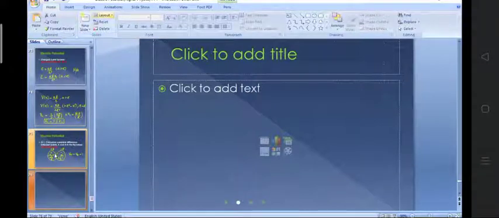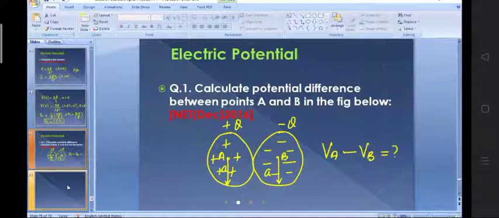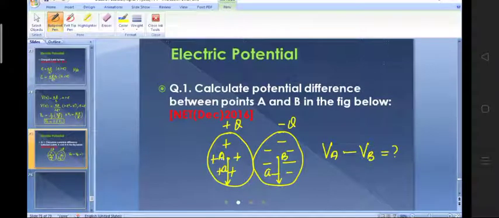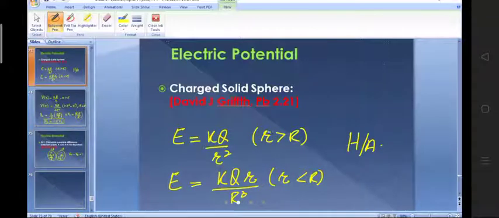Wait a moment. Okay, so first of all, let me write down the potential at point A. So what will be the potential at point A? We're left with 1 minute, I think. I think I will stop here. Let me show you this example tomorrow, but this example will stay as a home lesson for you.